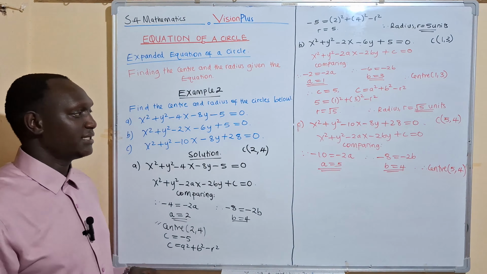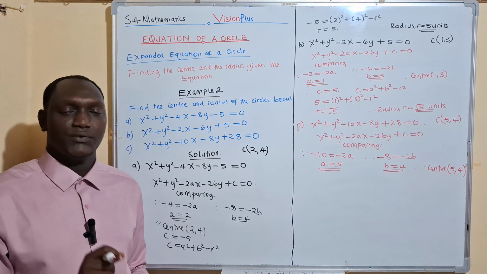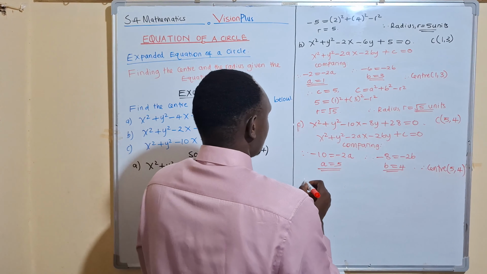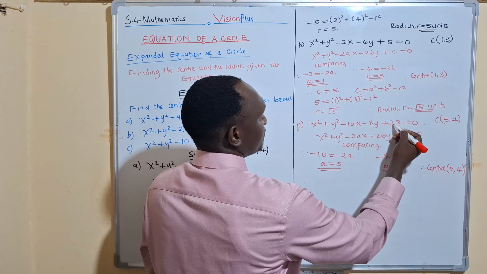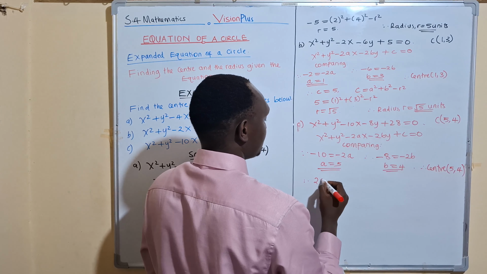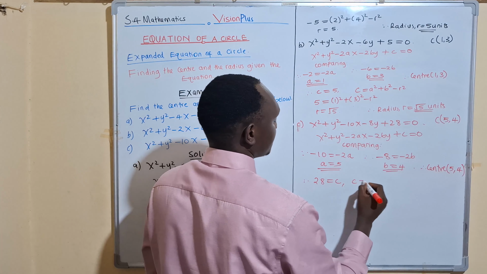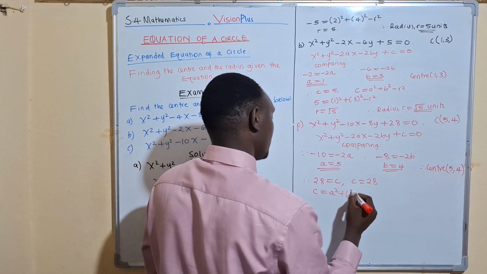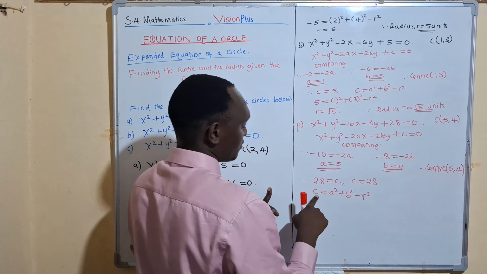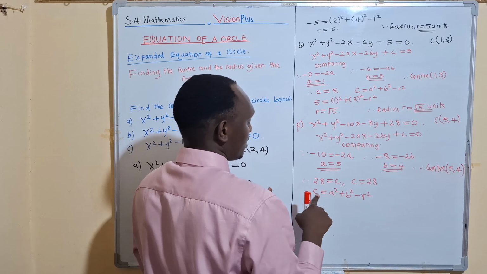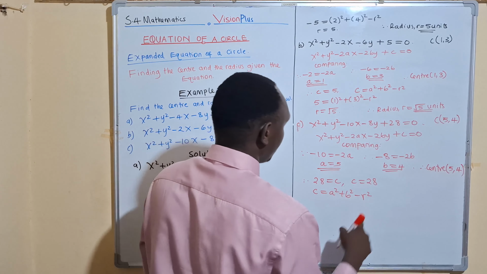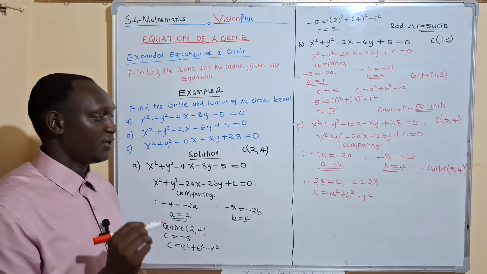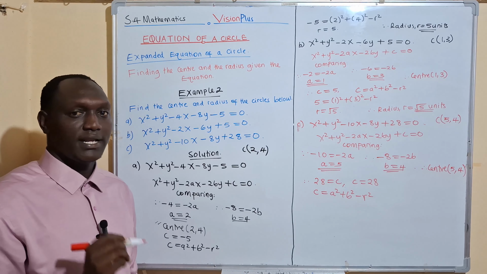After getting the center, then you can find the radius. There is no way you can find the radius without the coordinates of the center. So still on comparing, you are seeing that positive 28 corresponds to c. So 28 equals c, or simply c is the same as 28. But also we know that c is given by the formula a squared plus b squared minus r squared. So we can substitute for a, b, and c, and then we find r. Remember, this is not c squared.